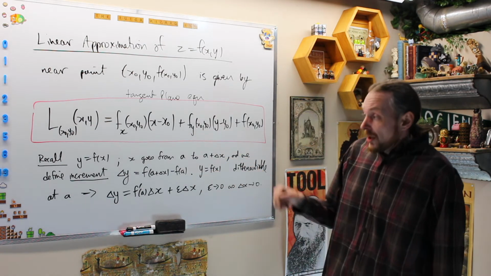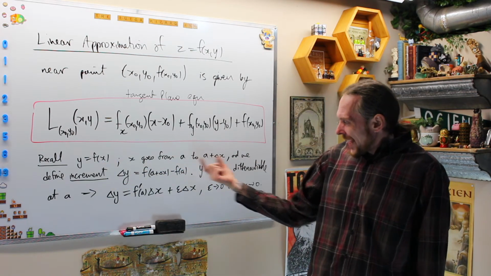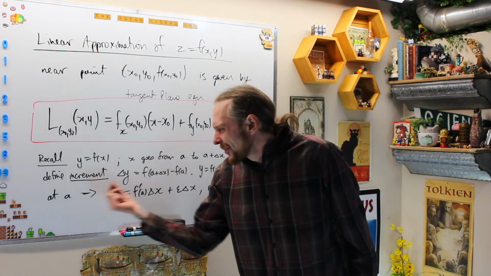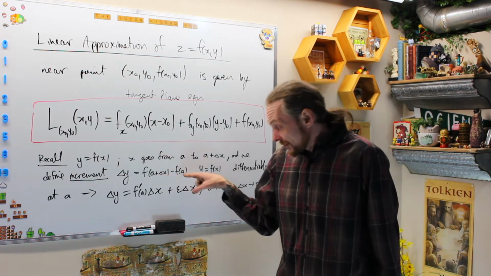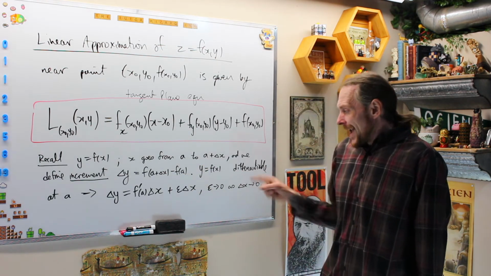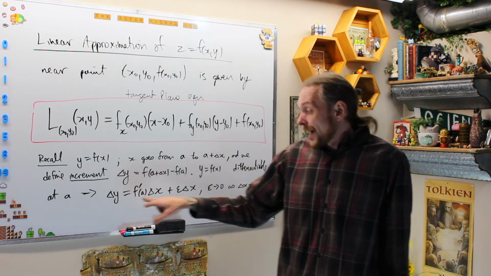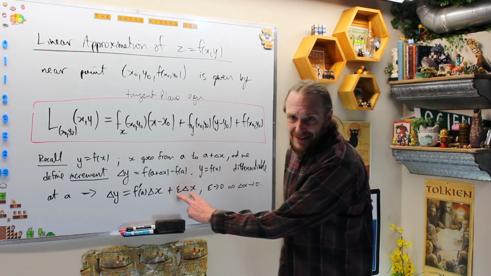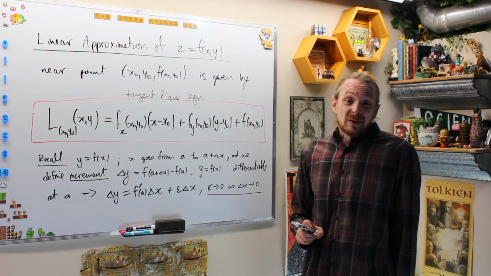So recall a function of one variable. If x changes from a to a plus delta x, a small change, then we define this increment, the change in y or delta y, as f of a plus delta x minus f of a. And if f is differentiable, we show that delta y is f prime of a delta x plus some small epsilon delta x, and we have that epsilon goes to 0 as delta x goes to 0.